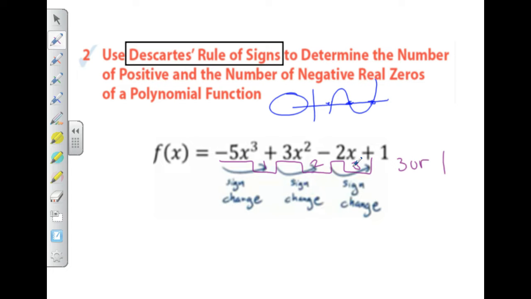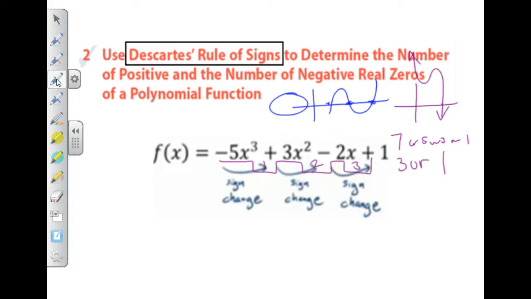So there could be 3. It could cross 3 times, but it could only cross once because maybe the other 2 are imaginary. So if this would have been 7 sign changes, I would say 7 or 5 or 3 or 1. Did I get them all? 1, 3, 5, 7. Yes. So less 2 all the way down to 0.